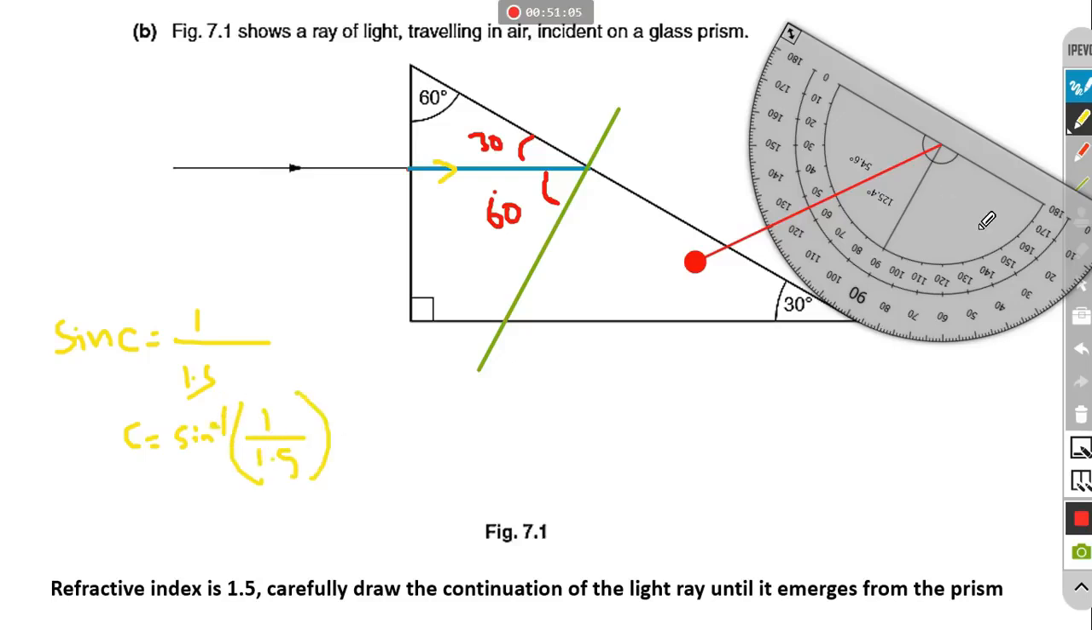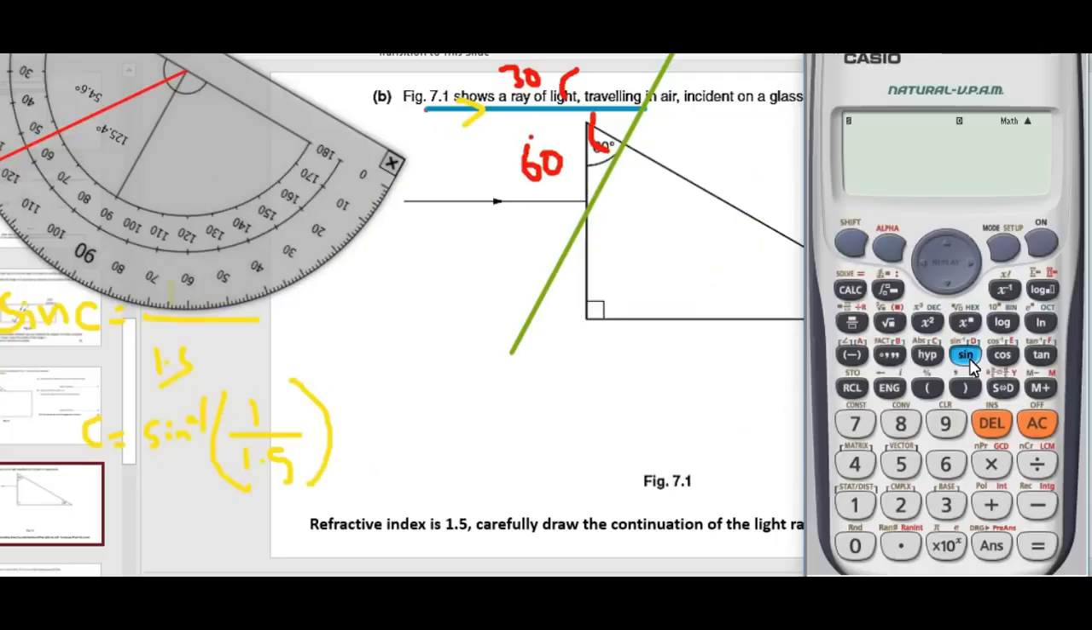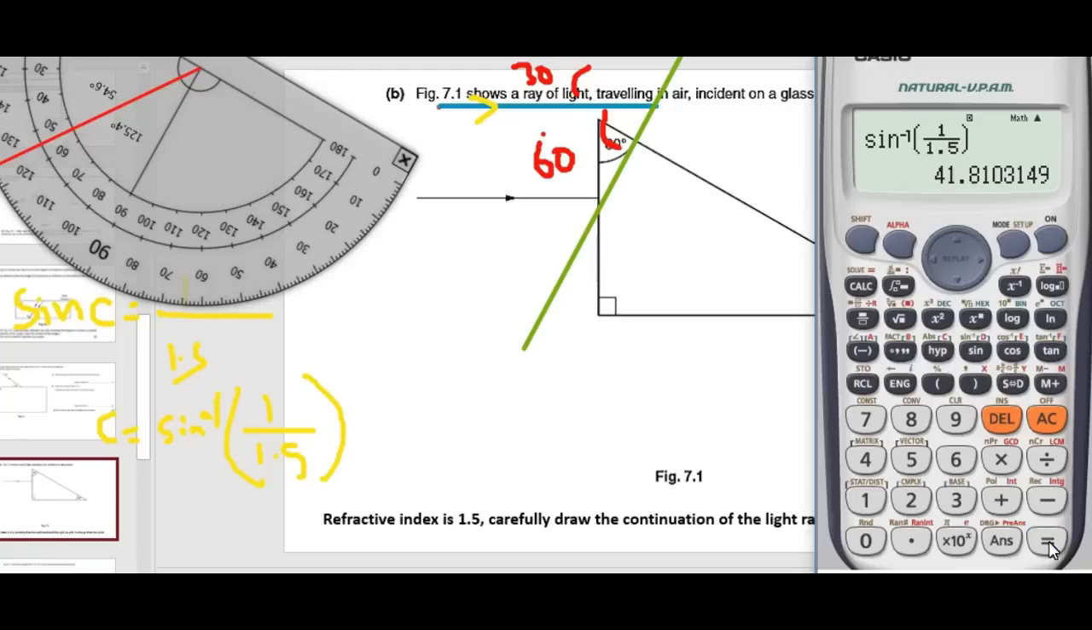When you calculate, especially with sine inverse, you calculate all at once. Do not split your calculation into multiple steps. Just do it all at once so that you don't have to deal with the rounding problems. Shift sine 1 over 1.5. There, the answer is 41.8, so about 42. The critical angle is about 42 degrees.